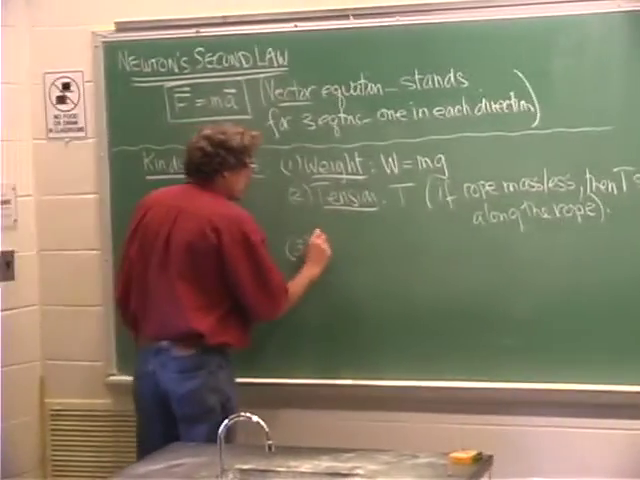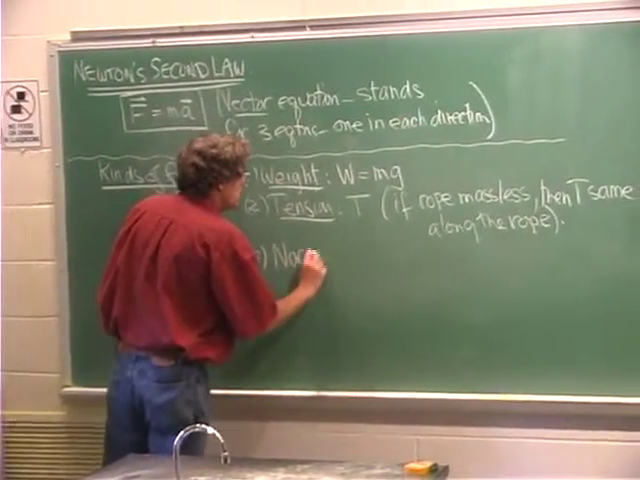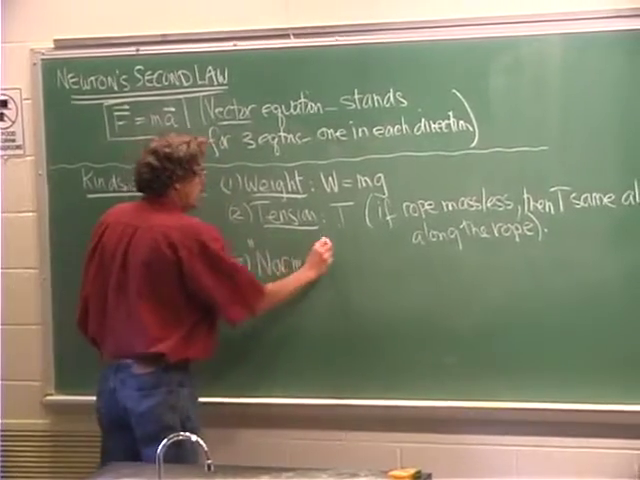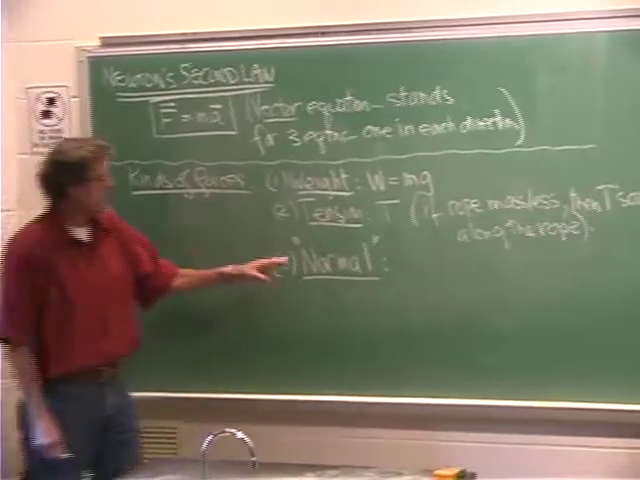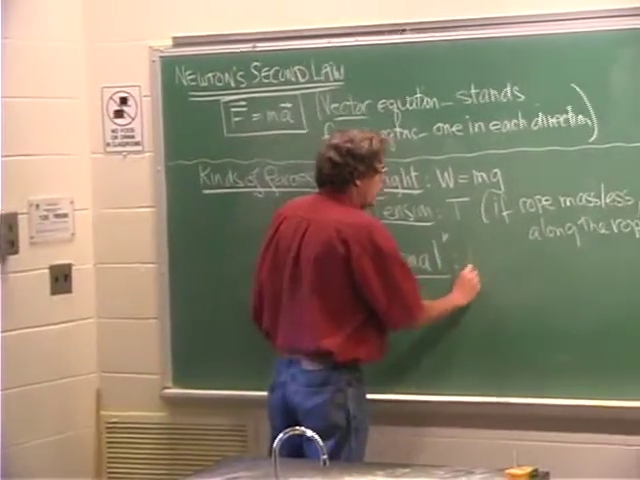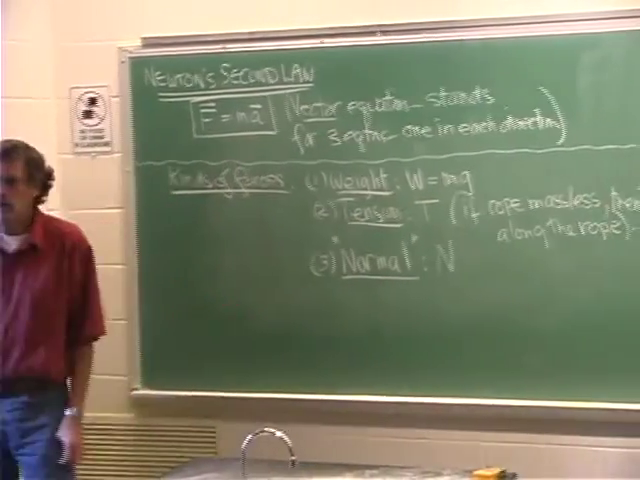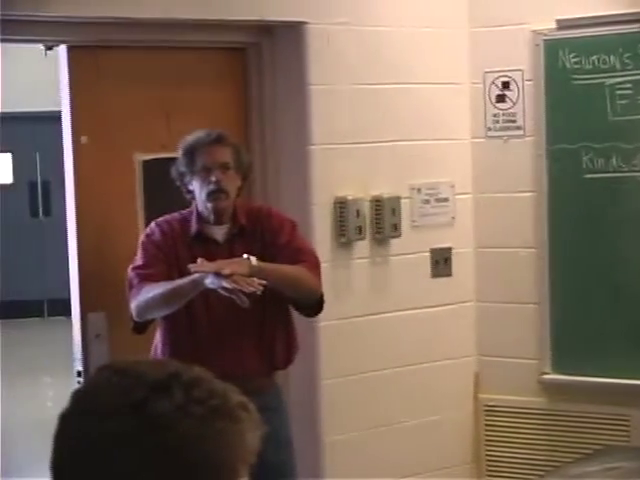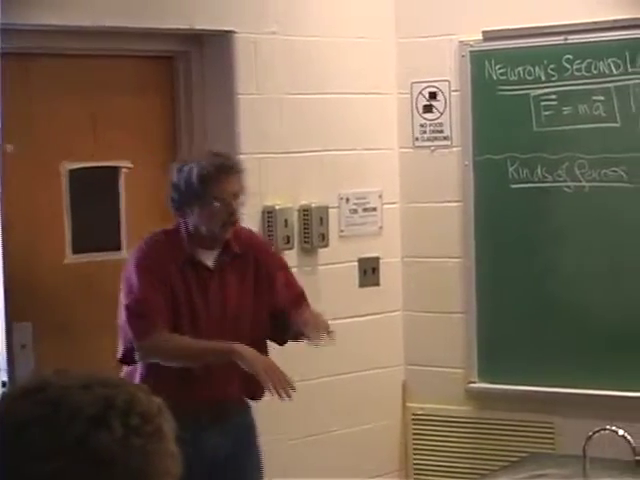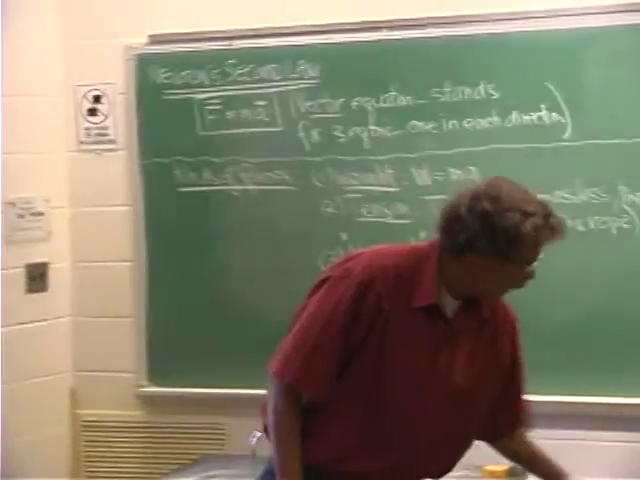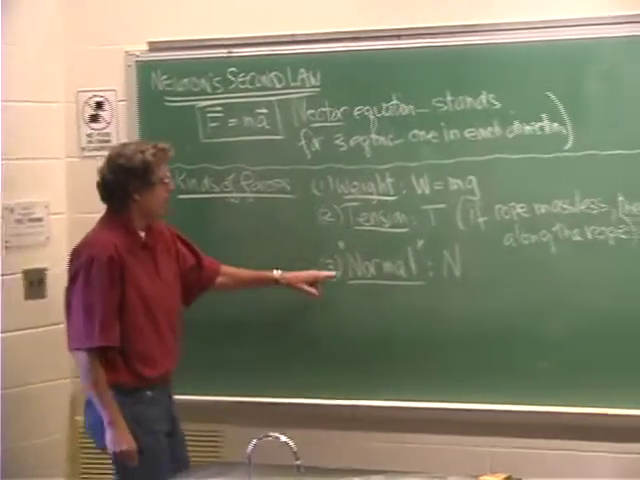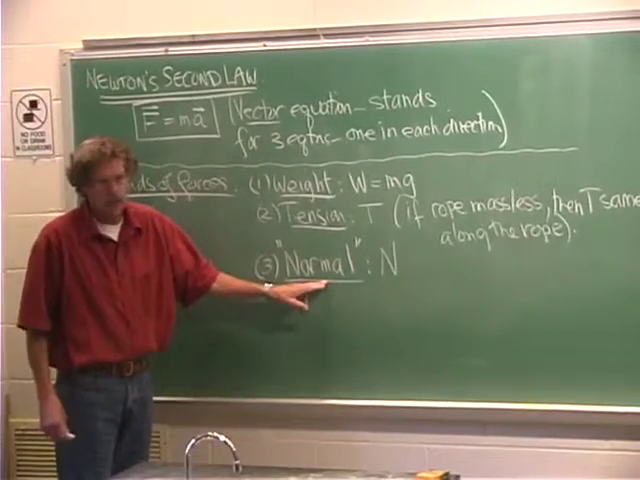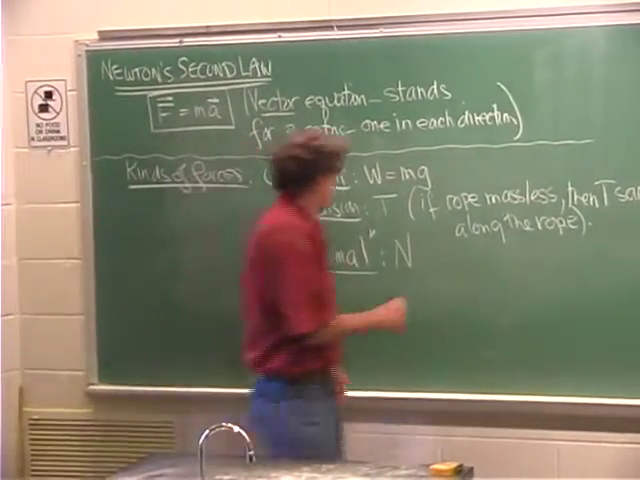Third type of force we encountered, normal force. Silly word, but maybe not so bad. Perpendicular force would be a little bit better. We use the letter N for that. That's a force that acts between two surfaces that are in contact, like between this block of wood and the table. They're in contact, and the normal force acts perpendicular to the surface. Normal is a code word meaning perpendicular.